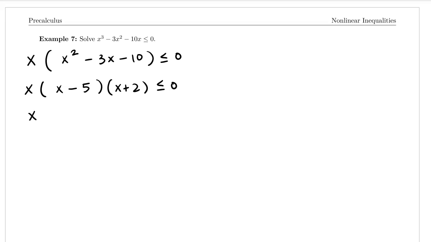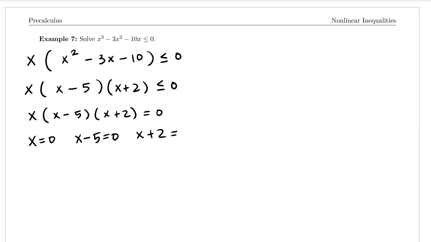Now I'm going to go ahead and take this cubic that's in factored form, and I'm going to set it equal to 0. Now I can use the zero product principle and set each of my linear factors equal to 0. If I solve these, I get x equals 0, x equals 5, and x equals -2.